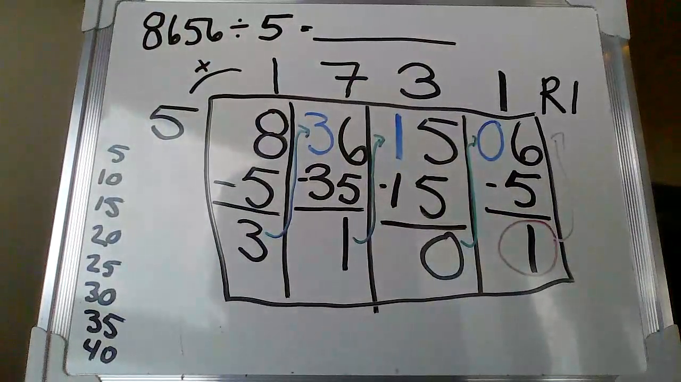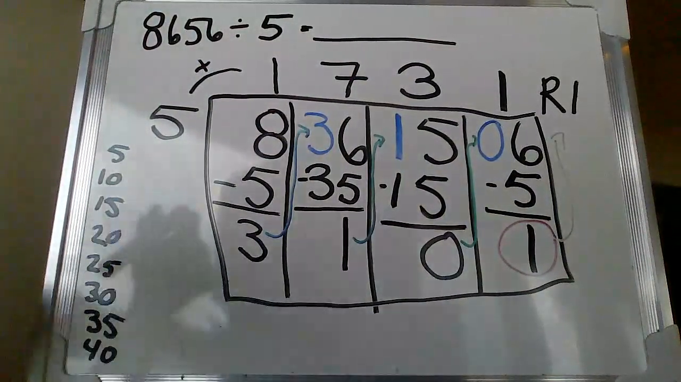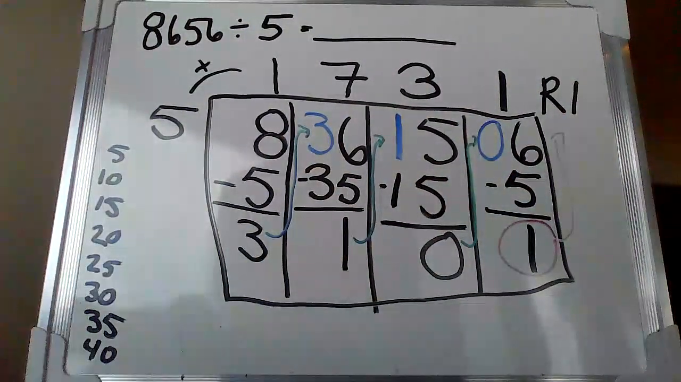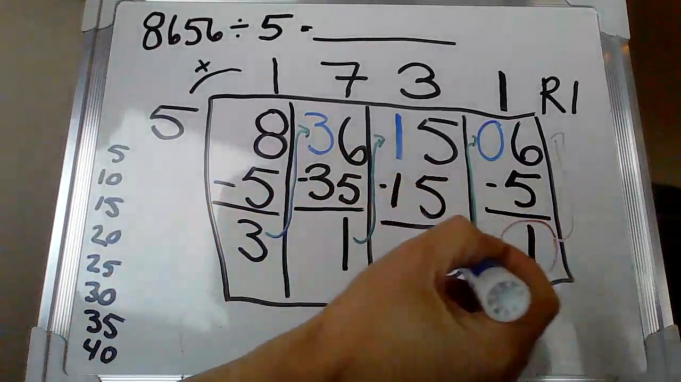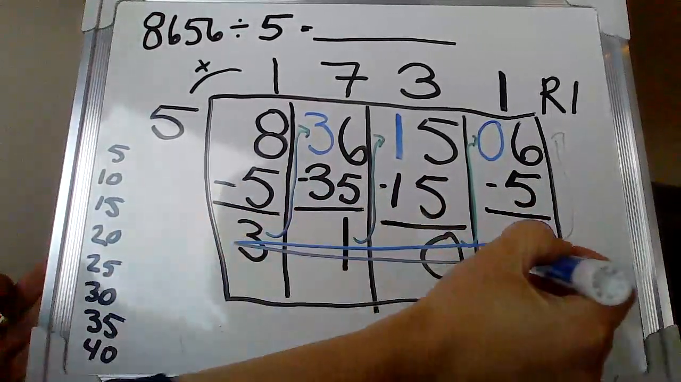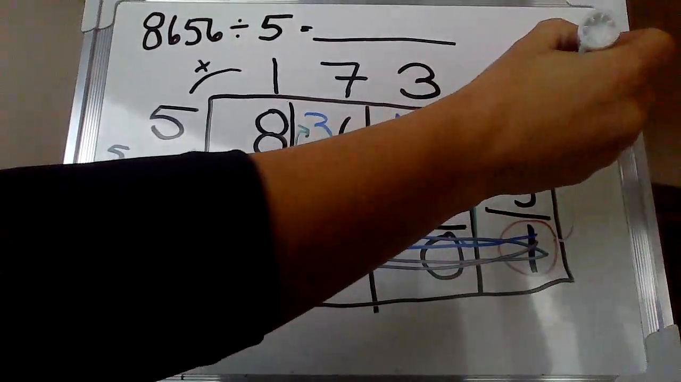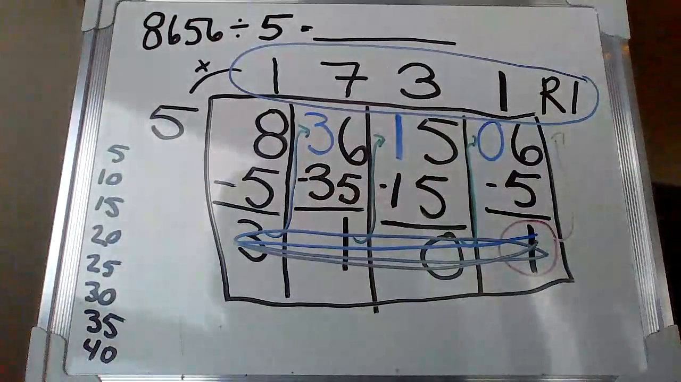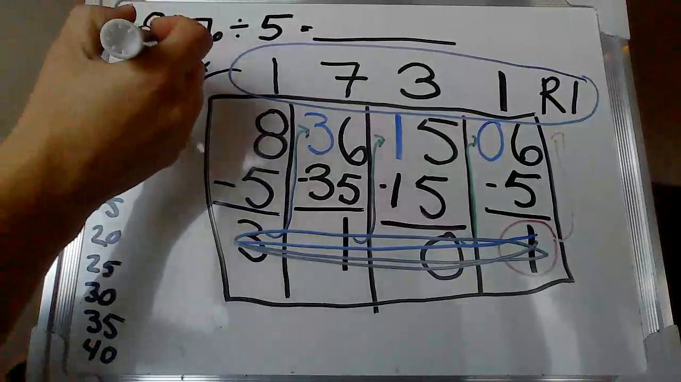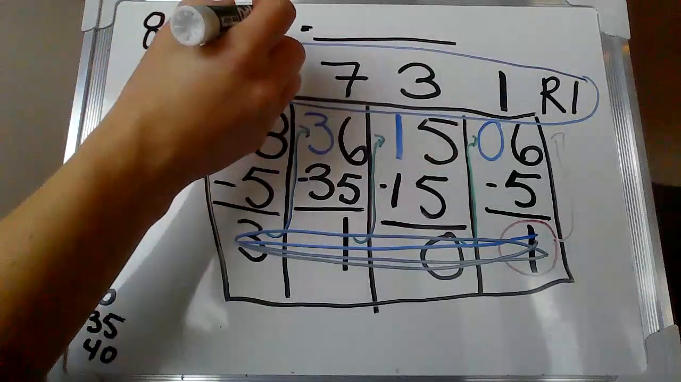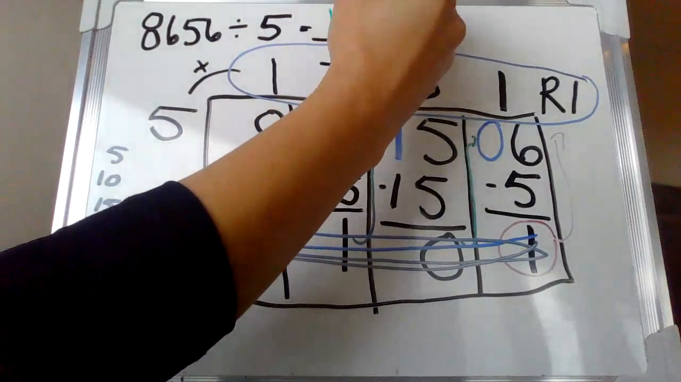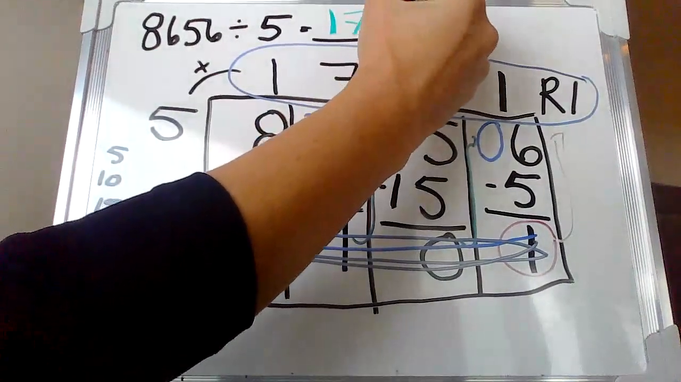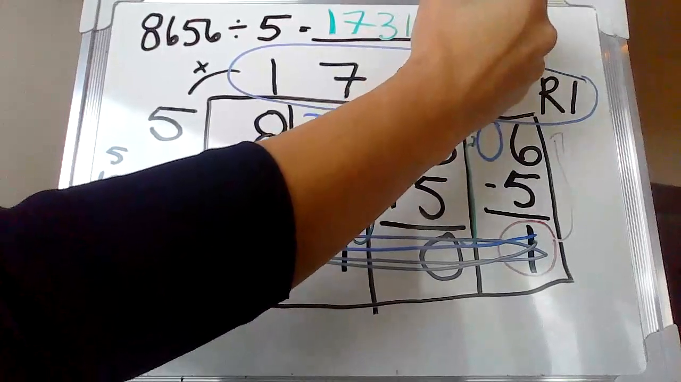Okay, now another important thing to remember is your answer is up here on top. Some people get confused and they think these numbers down here are your answer. They are not. This is not your answer. This up here is your answer. So be careful that you remember that. All right, so the answer to our problem is 8,656 divided by 5 equals 1,731 with a remainder of 1.